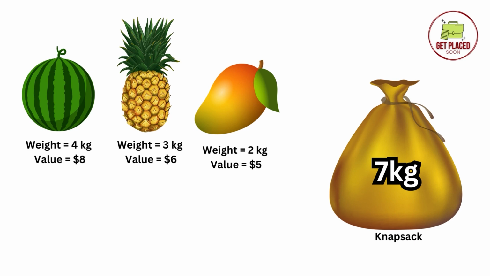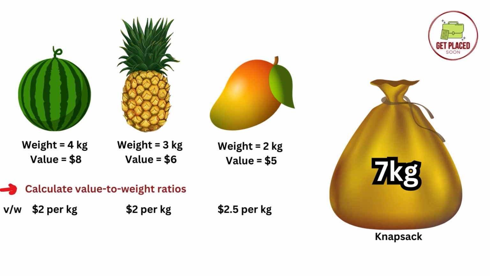Now let's get started. The first step is to calculate the value to weight ratio, so value divided by weight. 8 by 4 gives you 2 per kg. So the value per weight ratio of watermelon is $2 per kg. For pineapple it's $2 per kg, 6 by 3. For mango it is 5 by 2, that is $2.5 per kg.